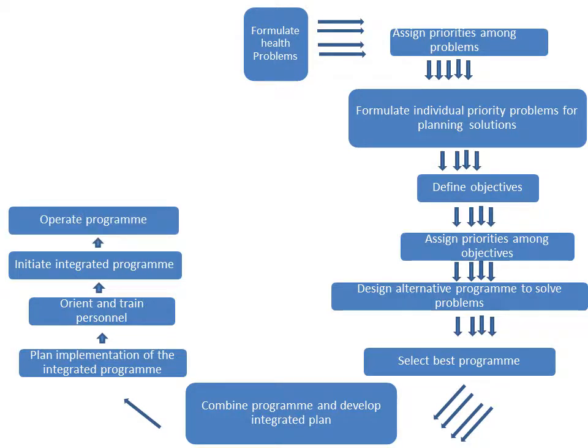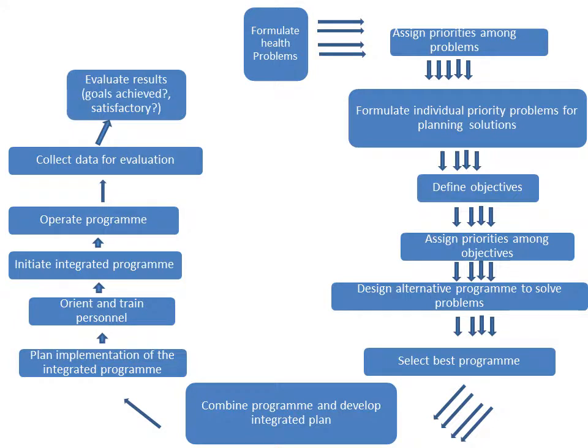This also involves monitoring. Operate the program, involving monitoring. Simultaneously collect data for evaluation and evaluate the results at the end and see if the goals are achieved, if the program is running satisfactorily or not, the integrated program. If it is running satisfactorily, we can continue to operate the integrated plan, the national health plan. If it is unsatisfactory, we will again formulate health problems, reconsider the priorities and make a new plan, and the cycle continues.